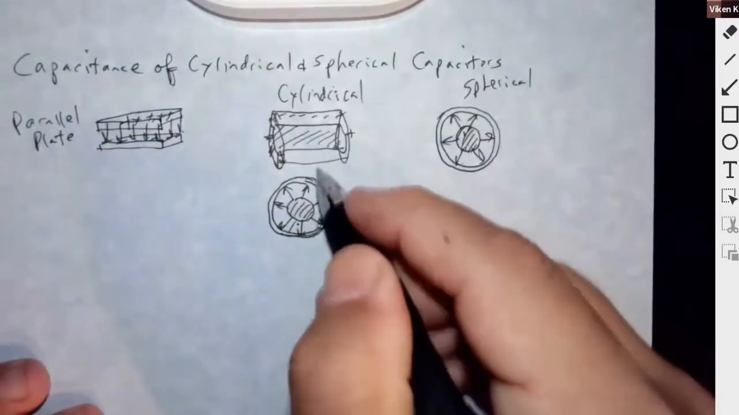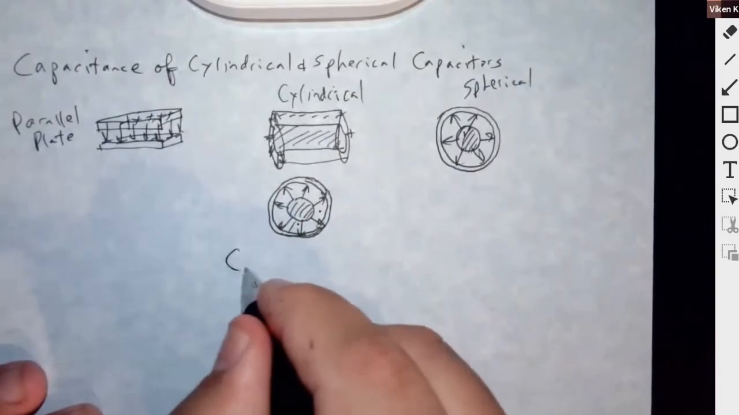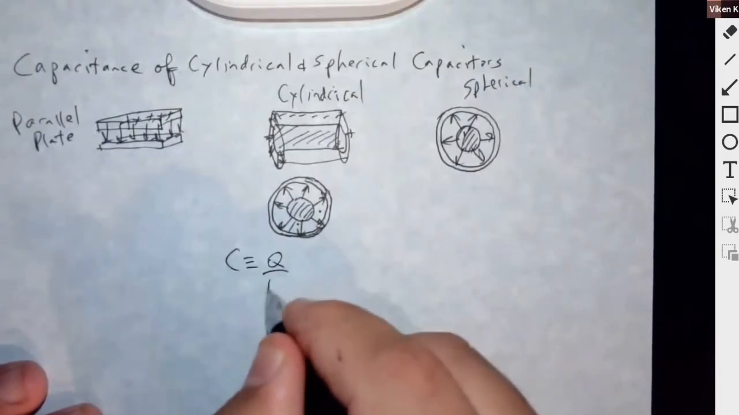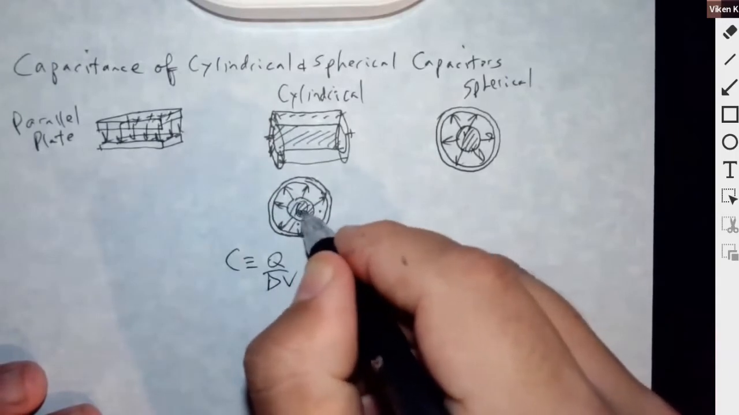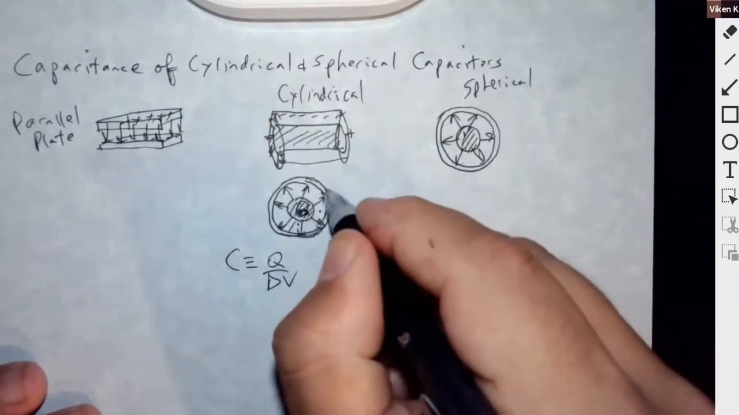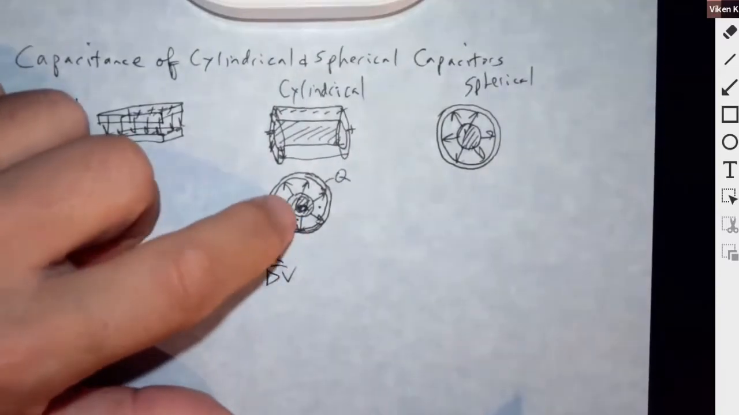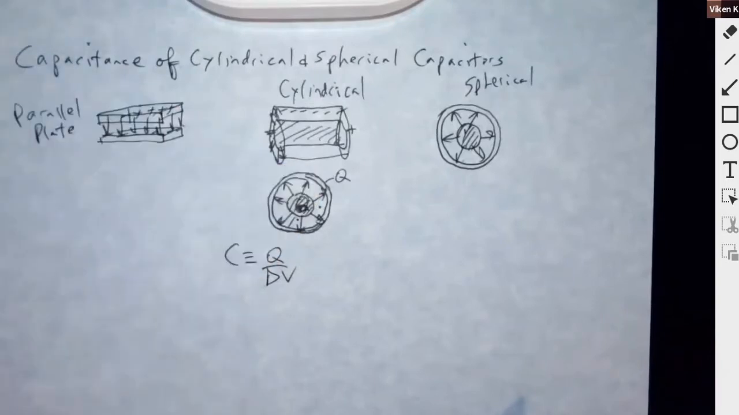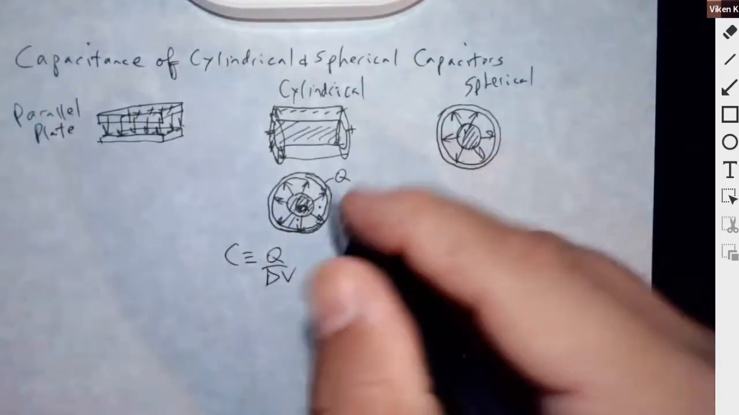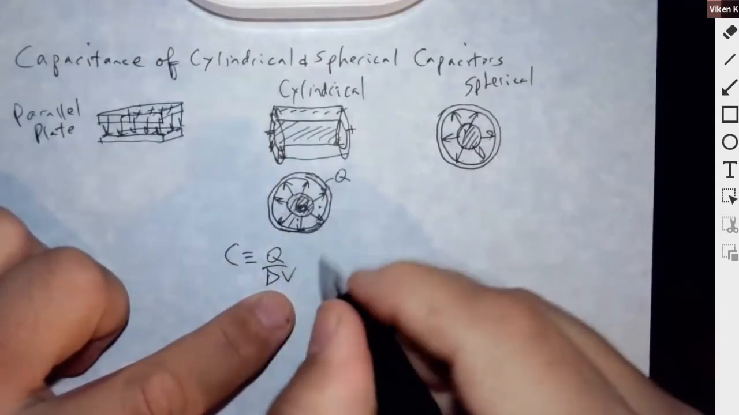So let's derive the capacitance of this. C is Q over delta V, right? So then you're saying this has charge Q, and then let's say the outside has charge negative Q, but the order doesn't matter. The inside could have negative Q, and the outside could have Q. So then what would be the voltage difference between the two plates here?